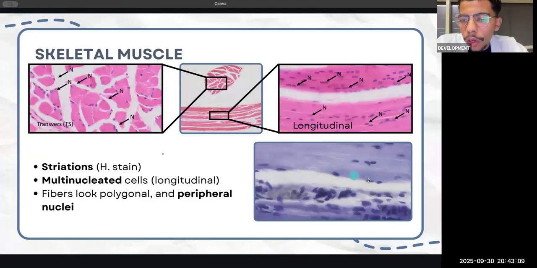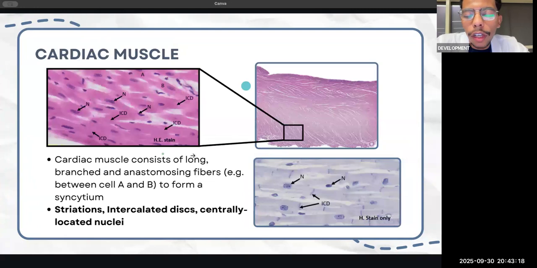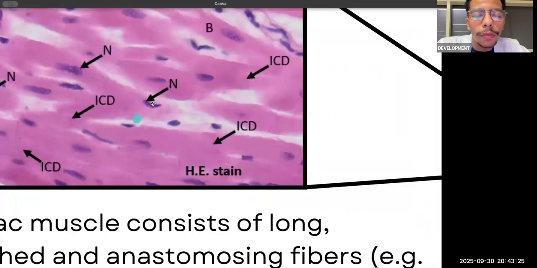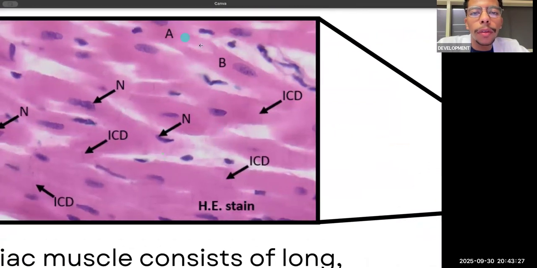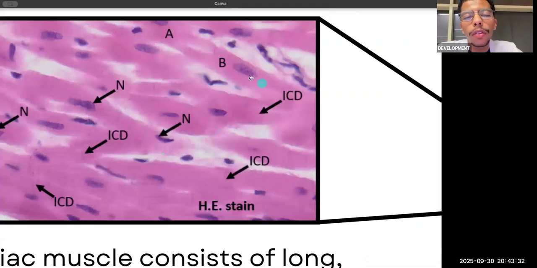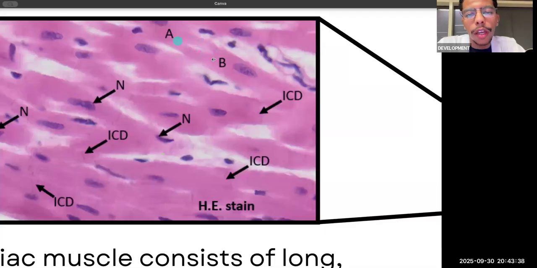In skeletal muscle, the nuclei were towards what? Towards the periphery. Okay, like here, you can see it towards the edges. But in cardiac muscle, it's what? In the center. Okay. Also, can you guys see here these two cells labeled A and B? Okay. Now, this isn't usually seen in skeletal muscle. This is only seen in cardiac muscle. Here, they branch and then they join together again. Okay. Can you guys see the space between them? That is where A branched and B branched, and then they joined here on the sides.